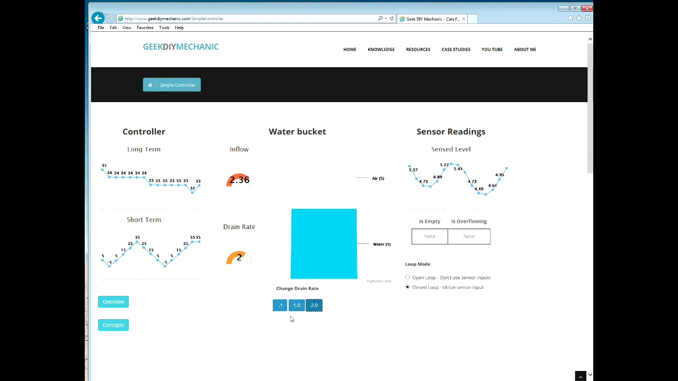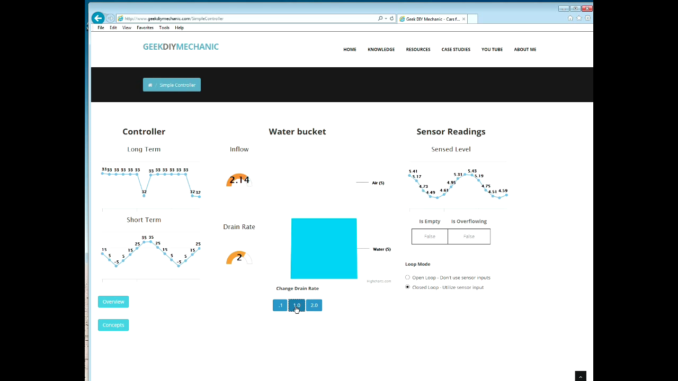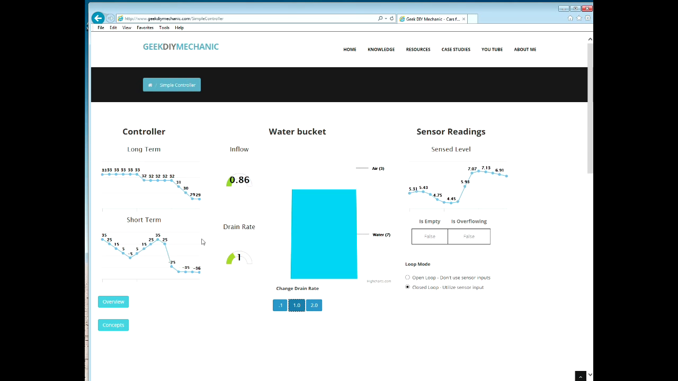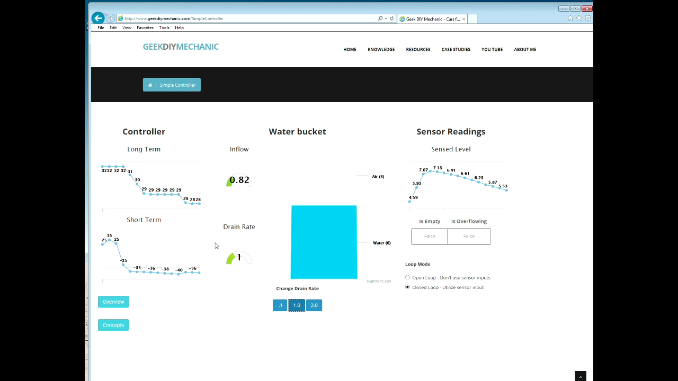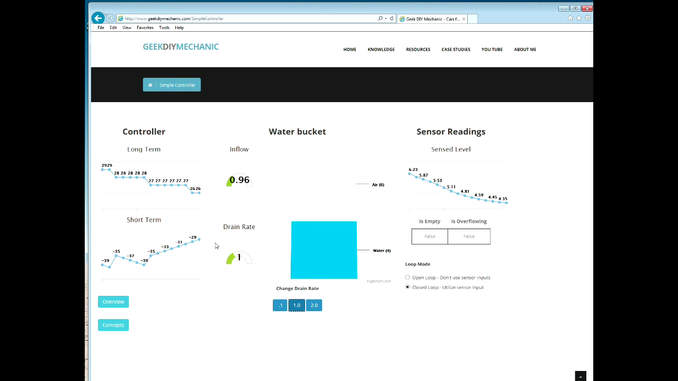So we'll go back to 1, what the system is tuned for. And notice how long-term and short-term are not at 0. Let's see what happens when we go back to what the system was tuned to be at. What do we notice about long-term and short-term? If you're observant, you'll remember how we started this demo. Let's see what happens.